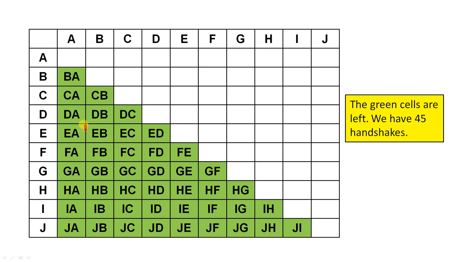So when we count those up, 1, 2, 3, 4, 5, 6, 7, 8, 9, 10, 11, etc. So we count them up one by one, and what do we have? The green cells are left. We have 45 handshakes. So that's it. When you have 10 competitors and every person shakes hands with every other person once, altogether there are 45 handshakes.